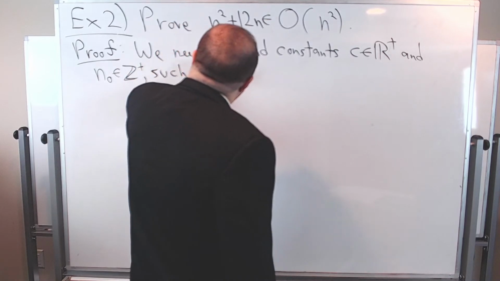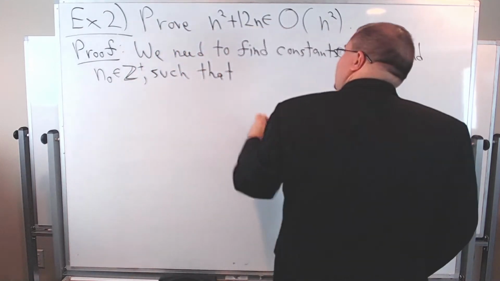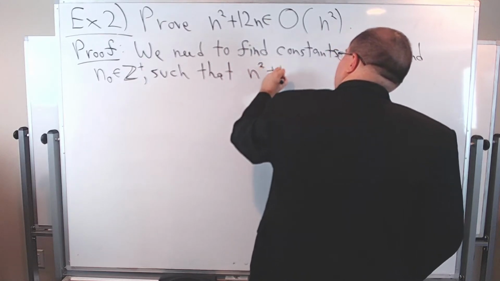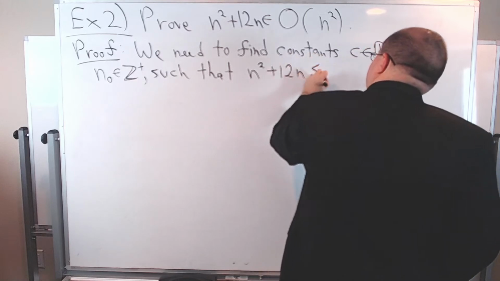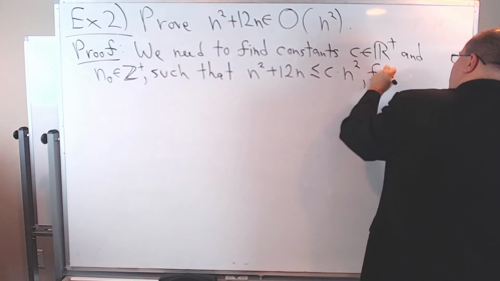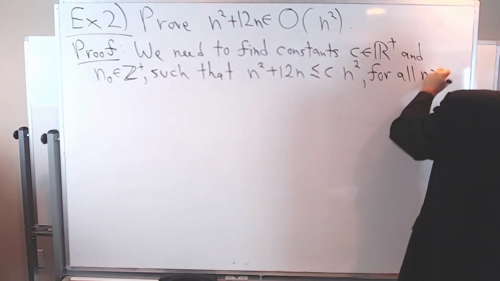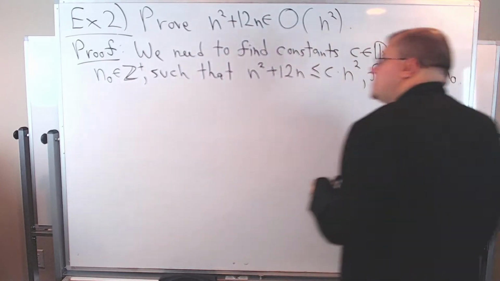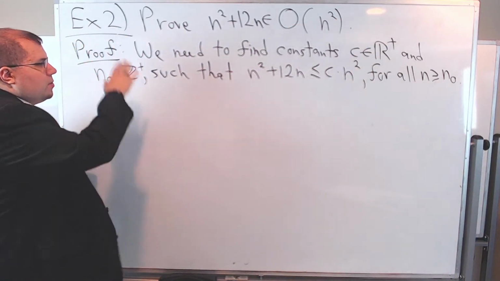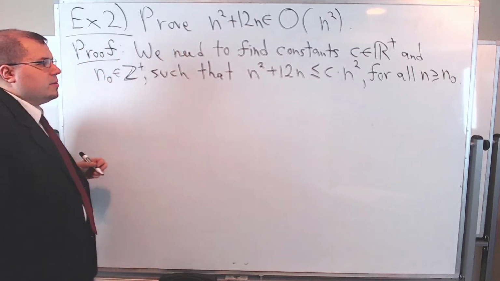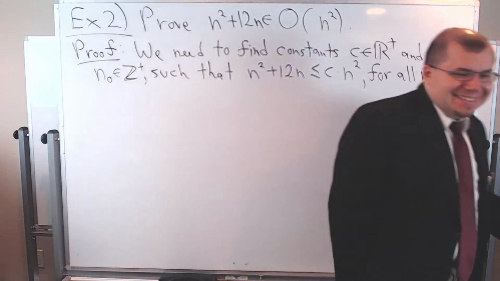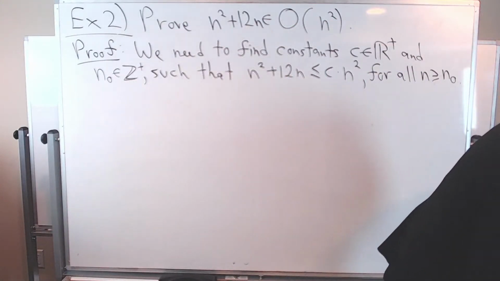such that, now I'm going to write it slightly differently, but remember, I'm saying the exact same thing, such that n squared plus 12n is less than or equal to c times n squared for all n greater or equal to n0. So I just need to find c, and I need to find n0. The real question is, what should I pick as c? Let's figure out an appropriate c.